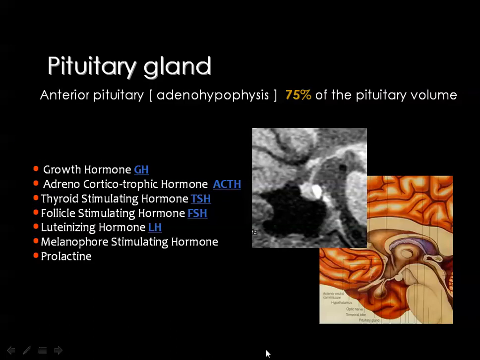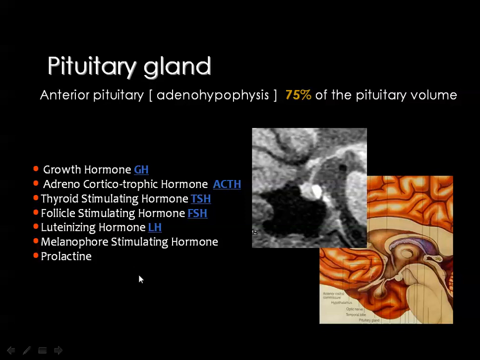Then if you have the sagittal images before injection of contrast media, you can differentiate easily between the posterior pituitary and the anterior pituitary, because the posterior pituitary contains more fat and more triglycerides. Then it will appear brighter than the anterior pituitary. And this is the way to discriminate between both, and the discrimination is sometimes important, as I will mention.